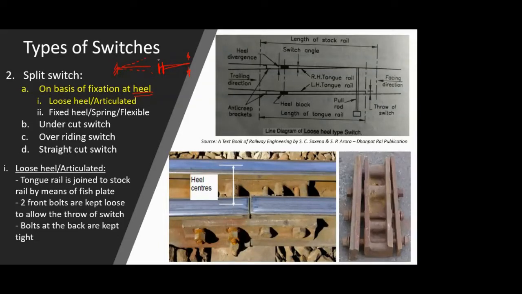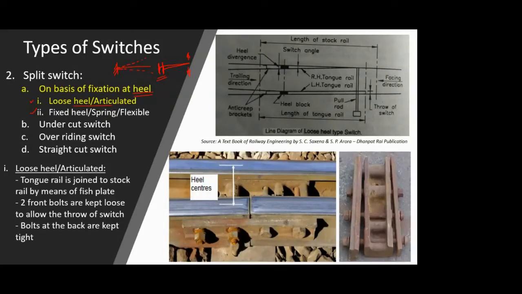So based on this fixation, how it was fixed at this heel, again we had 2 types, loose heel and fixed heel. We'll see one by one. First we'll be seeing a loose heel. The top figure that you see is just a line diagram. You can't make out a lot of understanding from this line diagram, but I've just shown it here so that you might get some idea, but the actual idea you will be getting here.